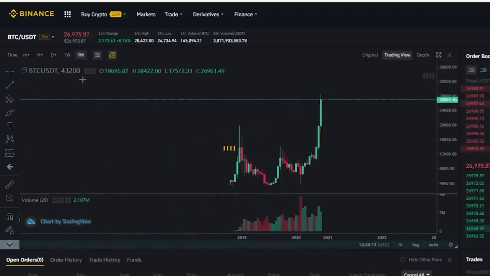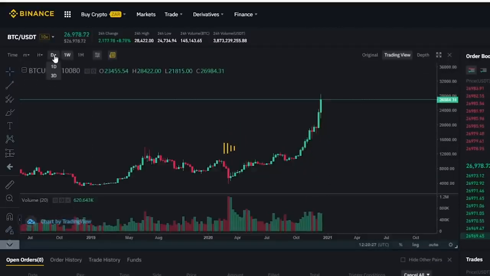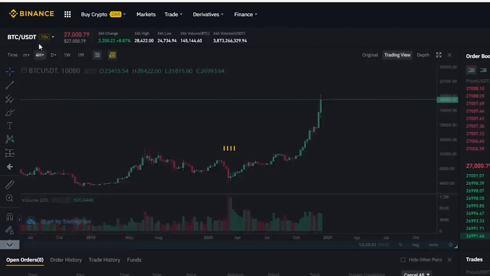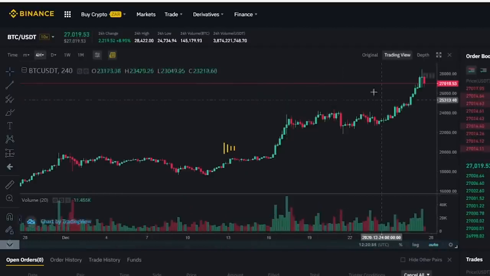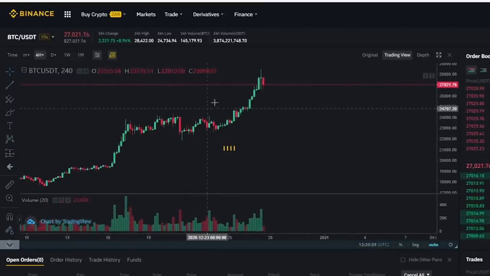You can go to 1 month. This is the 1 month chart of Bitcoin. So each candlestick represents 1 month, and you can see that in December, as I record this video, we have gone up tremendously high. And we can go to 1 week, whatever. I like to trade about 4 hour chart mainly. So by default, my chart looks something like this. My setup looks something like this.